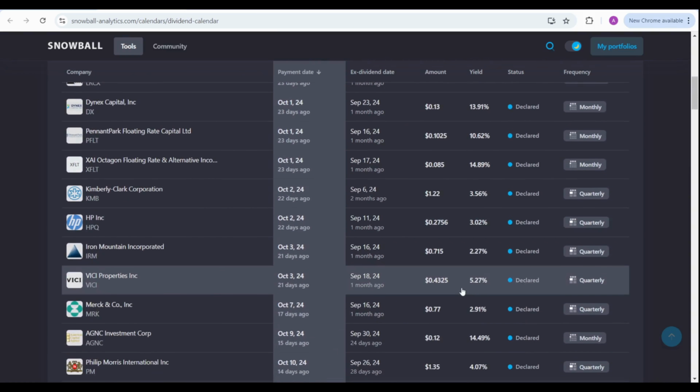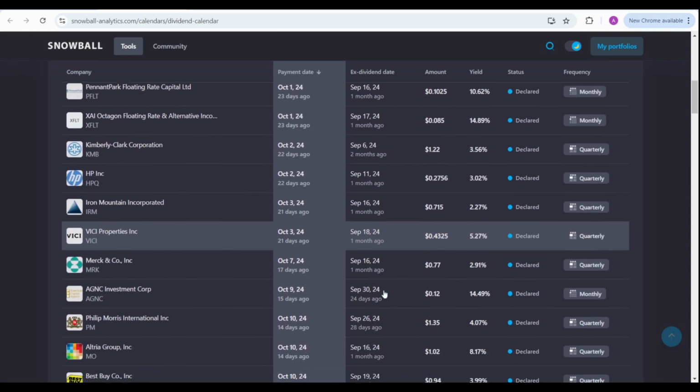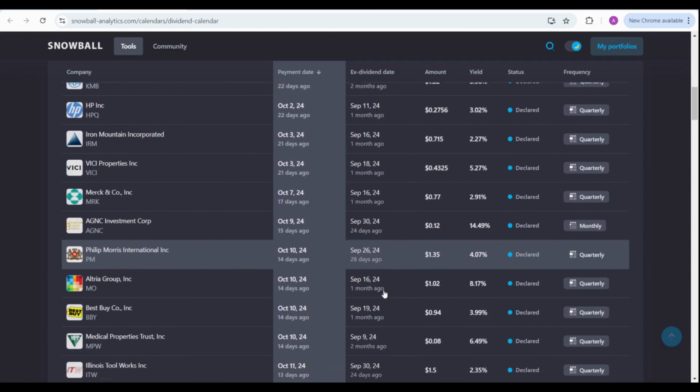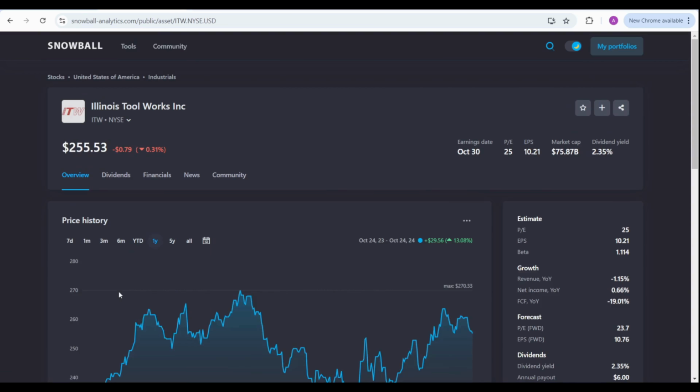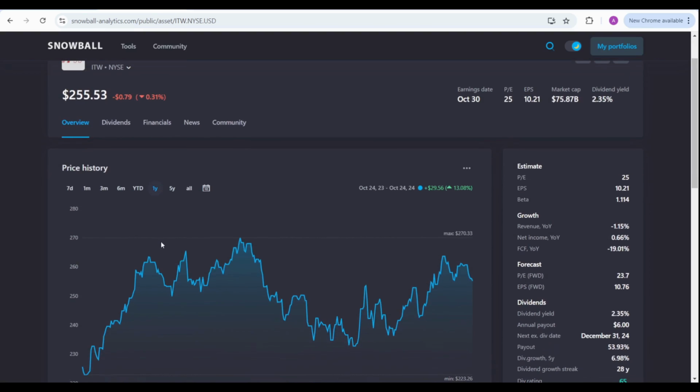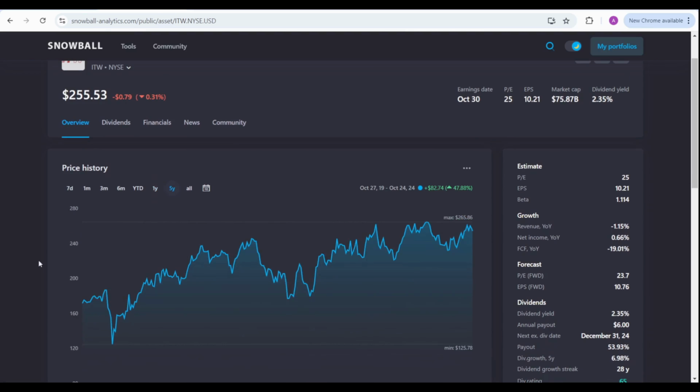So if you're looking to try and add something that's below a 3% dividend yield, you can go look at Illinois Tool Works. You'd be able to look and see, okay, this is under 3%, let's take a look at that portfolio or see if this is something worth adding to the portfolio. And then it also gives you tons of statistics just by looking at the actual company. So you have the earnings date, PE ratio, earnings per share, the market cap, the dividend yield, and then you can look at different date ranges.